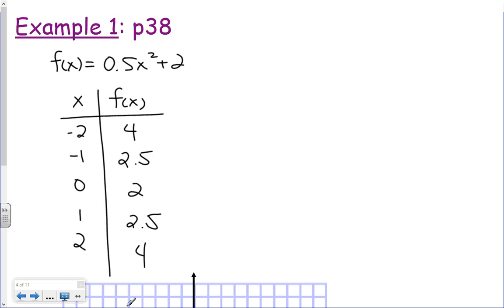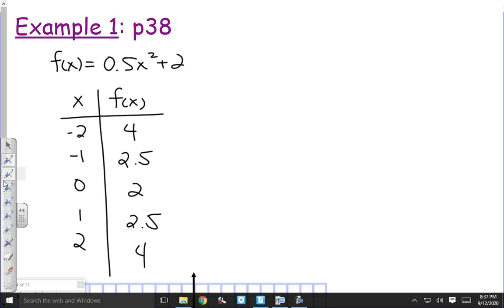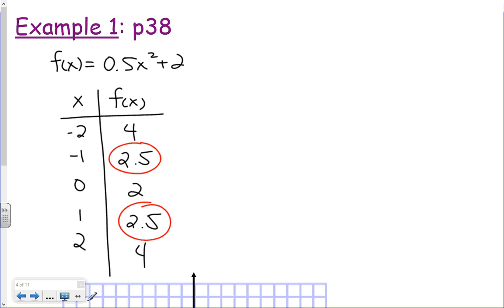That's the first thing. From the numbers in the table, explain why you cannot find a unique value of x if f of x is equal to 2.5. Well, I guess we see that in our table here, right? I can see that there are 2 places where I got a value of 2.5. So that means that when x is equal to -1 and when x is equal to 1, I get the same result, the same output, 2.5.